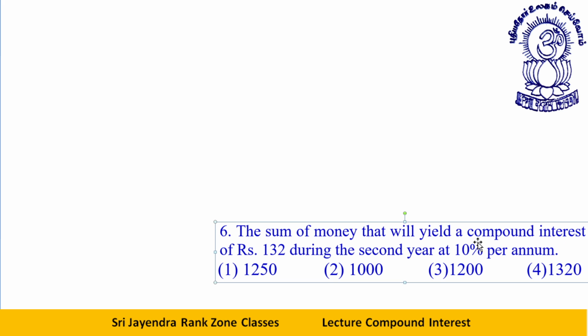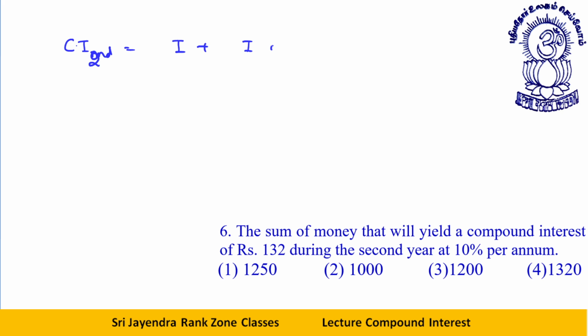The sum of money that will yield a compound interest of rupees 132 during the second year at 10% per annum is, during the second year. See, first of all, if it is during the second year, SI second year is what? I plus I on I. This is I plus, what is the interest? 10% of I, so you get 1.1 I.